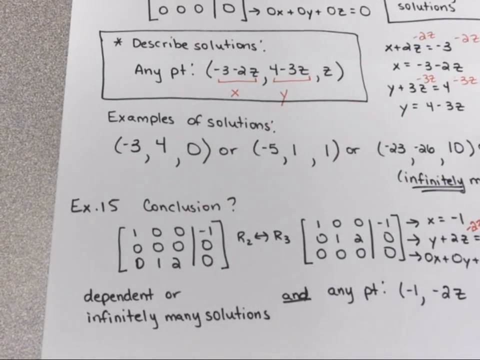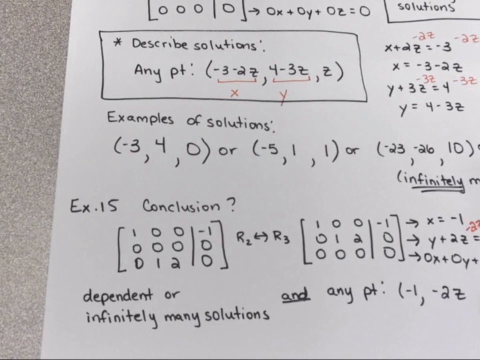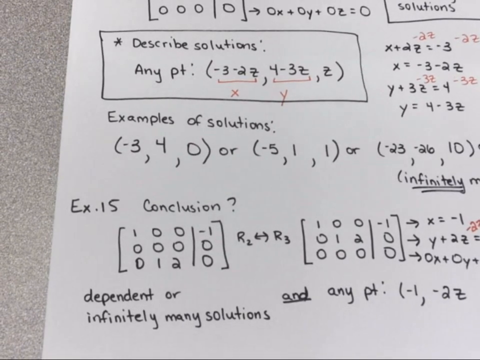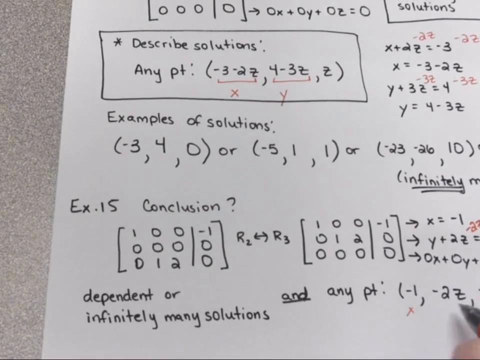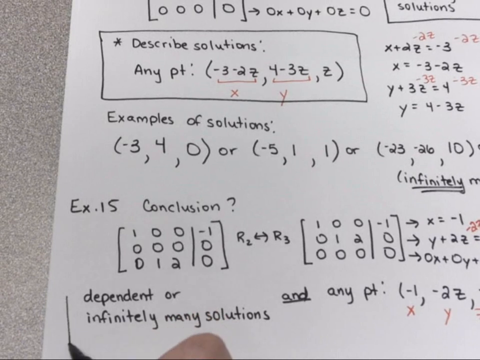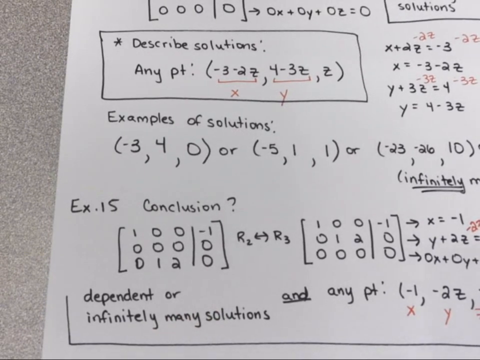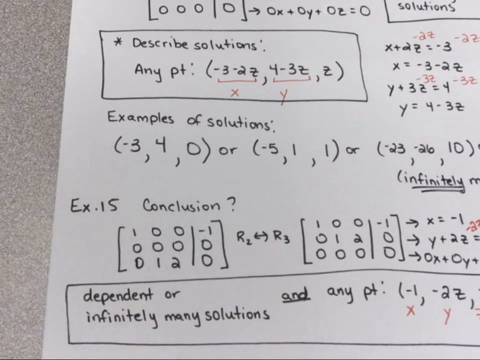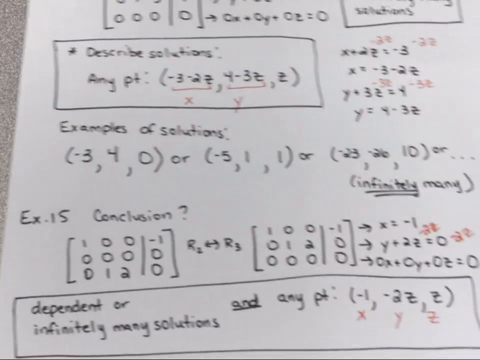I really hate the lighting with this document camera. It's not so good. That's a little bit better. But we moved the -2z over, right? And then z is just the independent one that can freely change. Okay, so if you want to describe it, this is your x, this is your y, and this is your z. Okay, but there's still infinitely many solutions that can be listed in this format. We'll move that over.